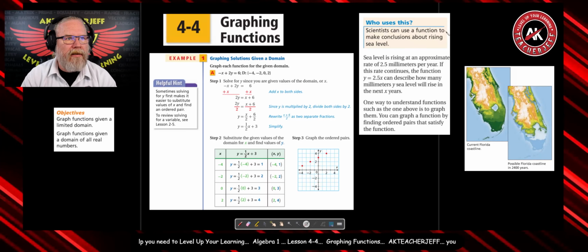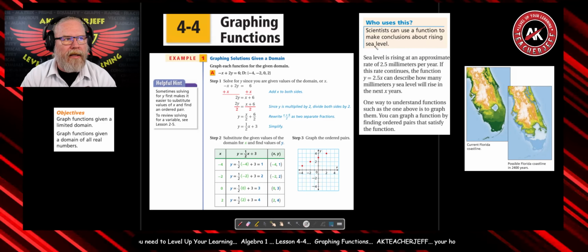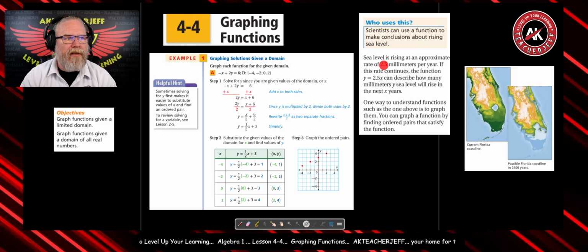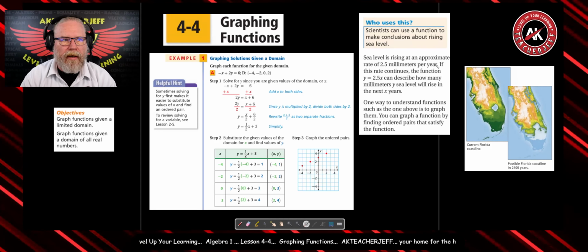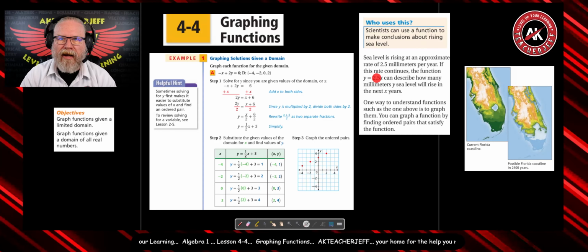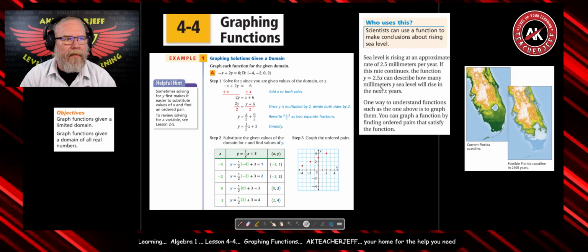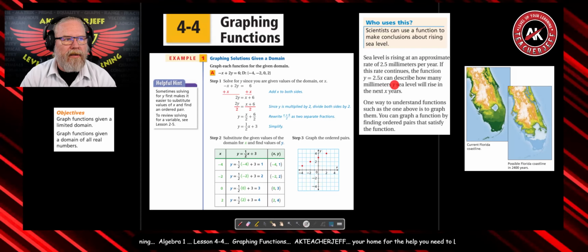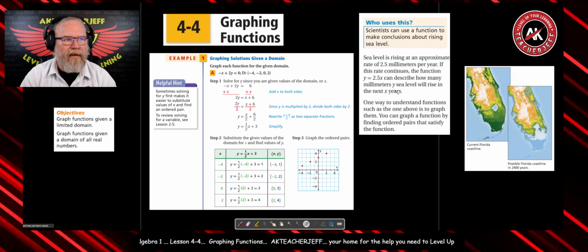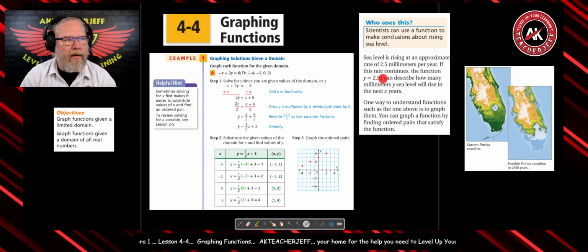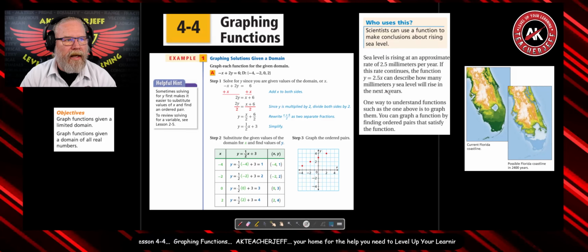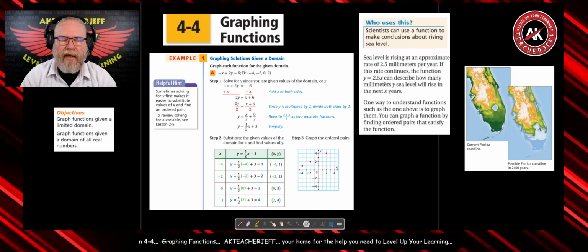Well, scientists can use a function to make conclusions about rising sea level. Sea level is rising at an approximate rate of 2.5 millimeters per year. If this rate continues, the function y equals 2.5x can describe how many millimeters sea level, using y to represent sea level, will rise in the next x number of years. So in this particular equation, y represents the sea level and the x value represents the number of years.